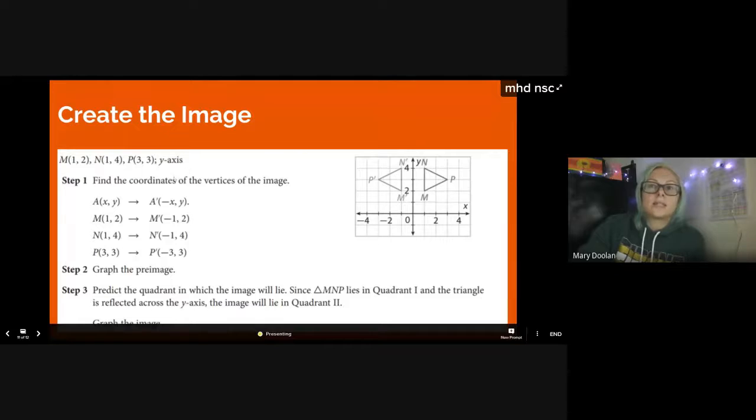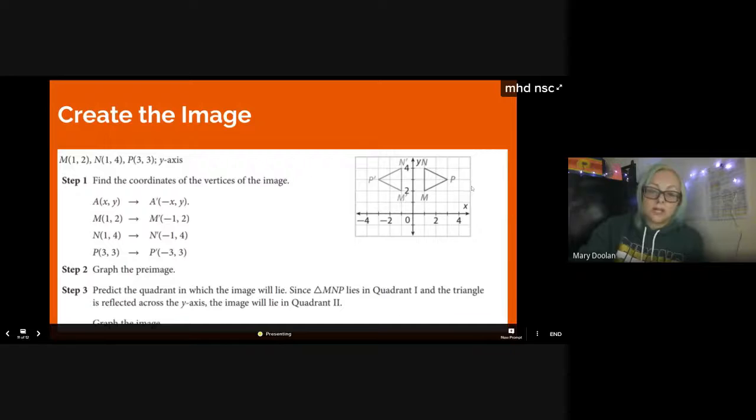So when you go over the y-axis, the rule is to take your x coordinate and change its sign. So 1, 2 becomes negative 1, 2. 1, 4 becomes negative 1, 4. 3, 3 becomes negative 3, 3. And then showing you what it looks like when you graph it.